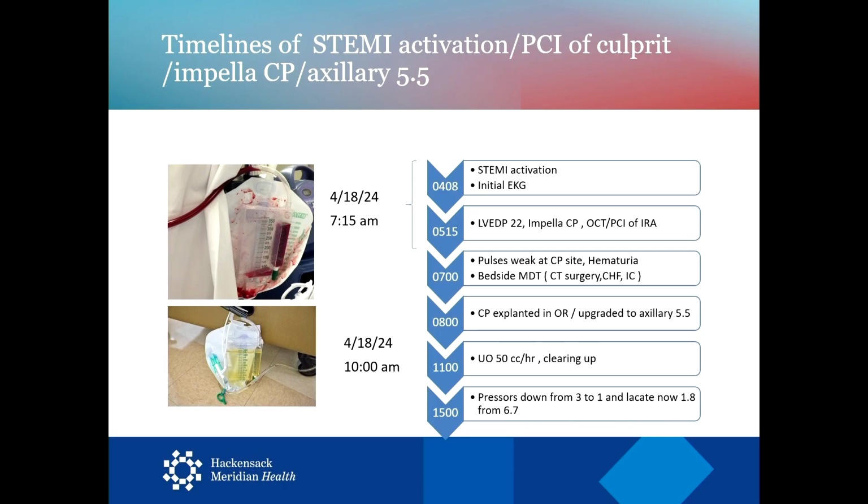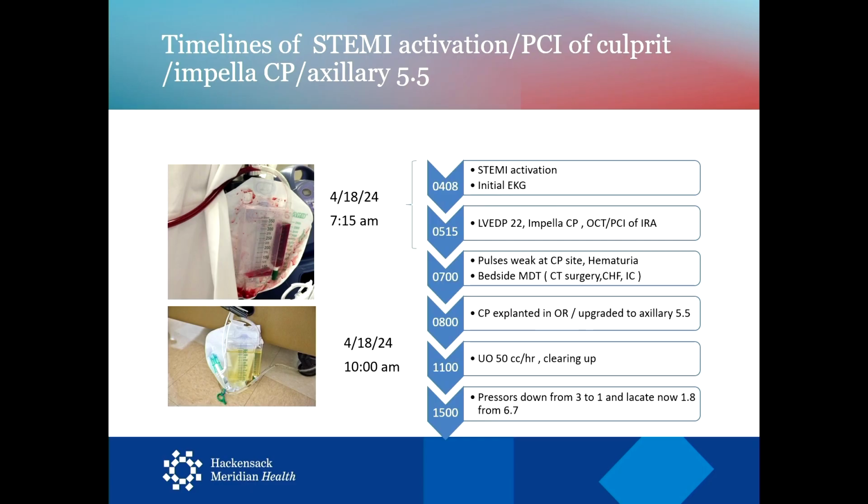So this is around 7:15 in the morning, roughly an hour and a half after he comes out from the cath lab. On the bedside, the surgeon, the heart failure doctor, and myself made a decision: this CP needs to come out, but he definitely needs support. His EF is compromised. He's just had an acute insult. So the patient makes it to the OR in the next hour, gets an axillary 5.5, and comes out from the OR, and around 10 or 11, you can see the Foley at the bottom. He's pouring tons of urine.